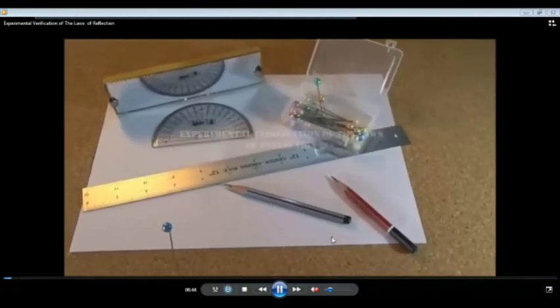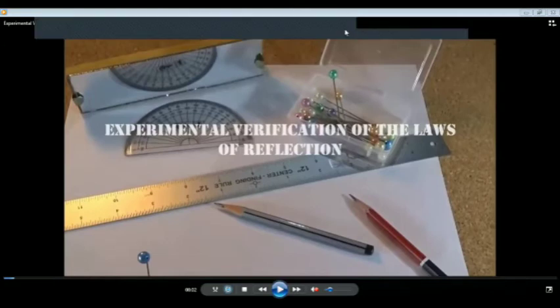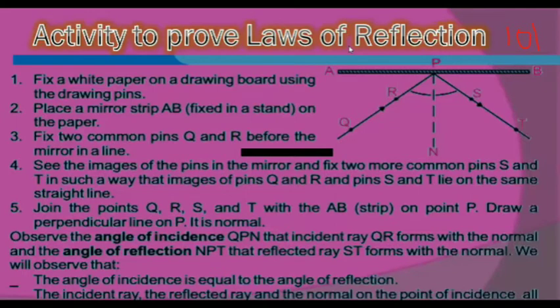If we see, this is 30 also, and that is also 30. Now we have proved that the angle of incidence is equal to the angle of reflection. So the laws of reflection have been proved, and the normal, incident ray and reflected ray all lie on the same plane. Hence we have proved this by experiment. I hope you understood it.